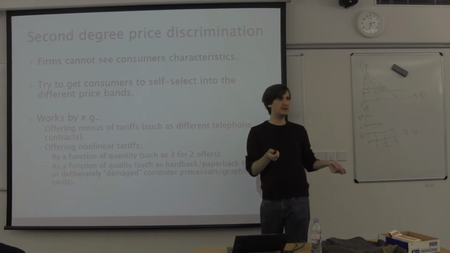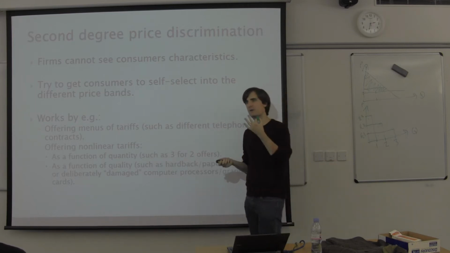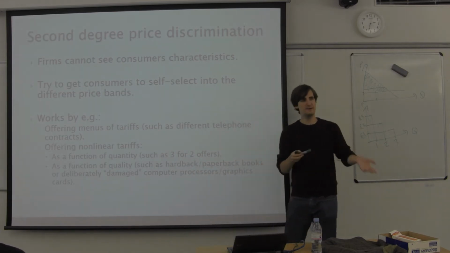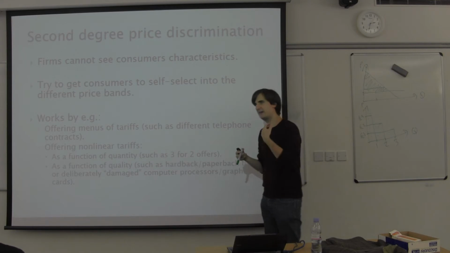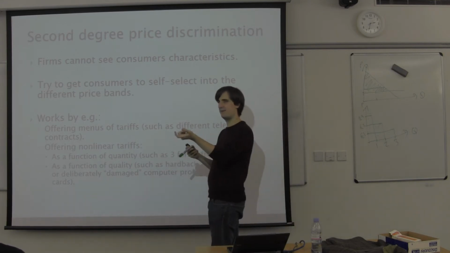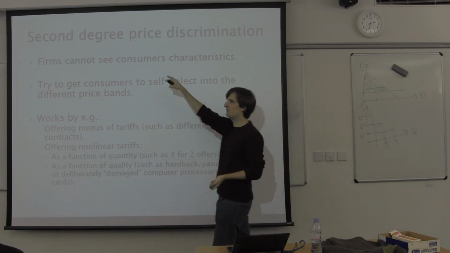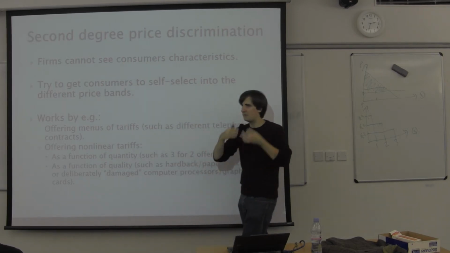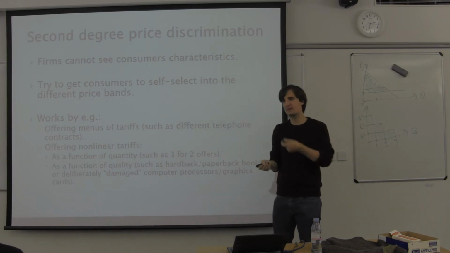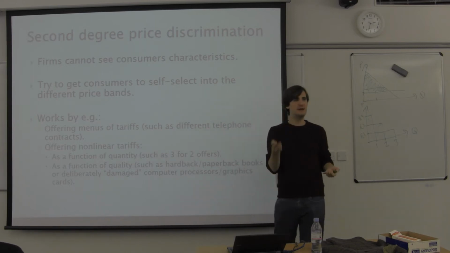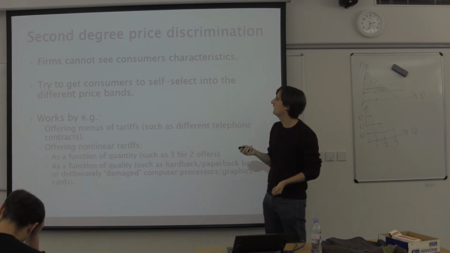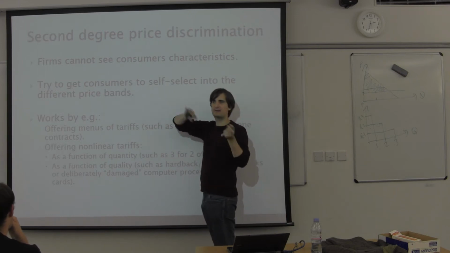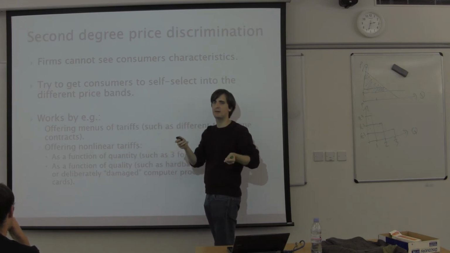With second-degree price discrimination, we assume that firms can't see consumers' characteristics. With first-degree price discrimination, De Beers was looking at its buyers and guessing their reservation prices. Here, we just assume that firms can't see anything about the people that are buying their goods. Just a string of people are coming to the shop, and some of them are going to be high value, some are going to be low value, but the firm can't tell which is which. And what they try to do is get consumers to self-select into different price bands.